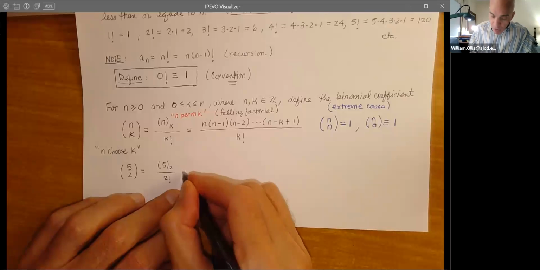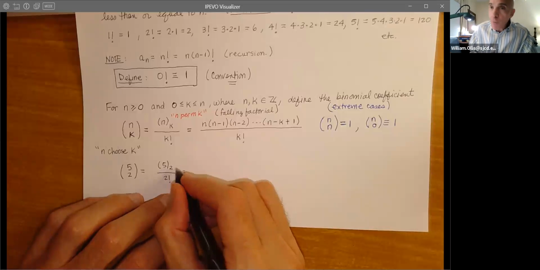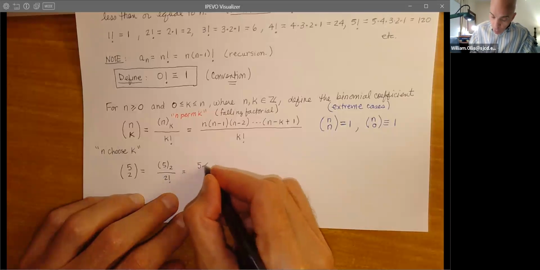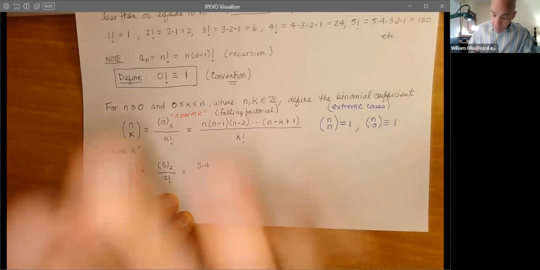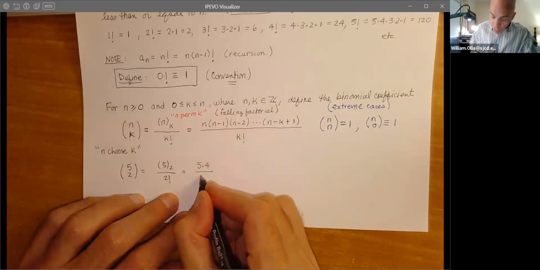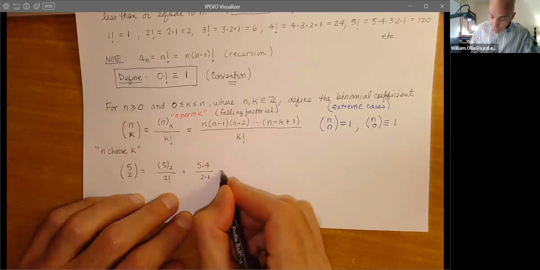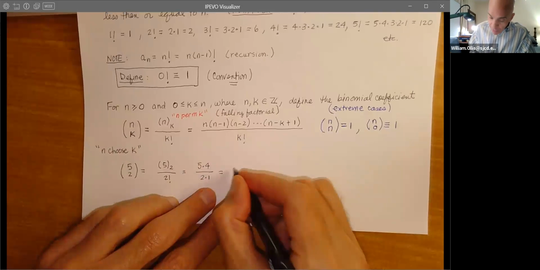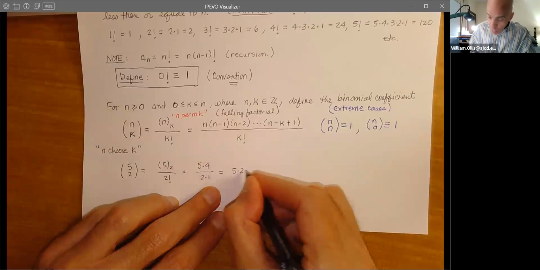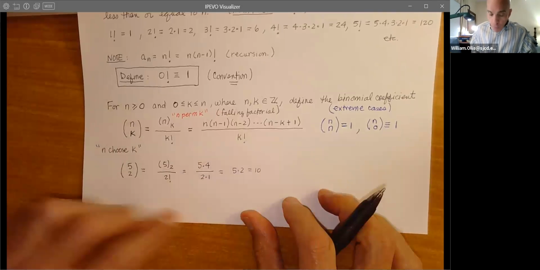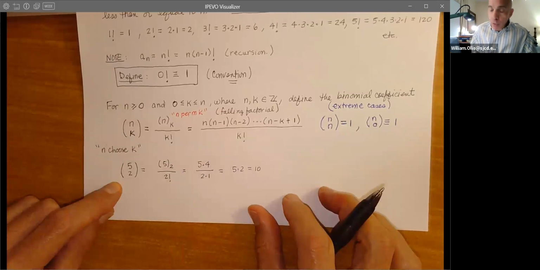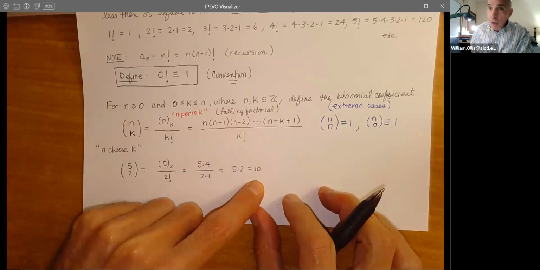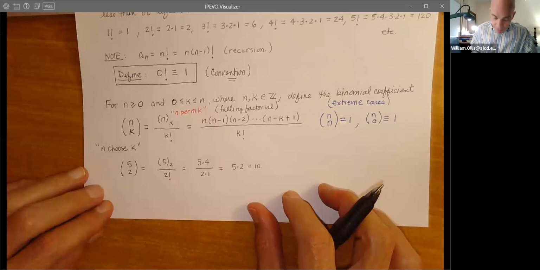So now we do the 2 factors in the falling factorial. So 2 of them, 5 times 4. That's 2 factors, stop. And then 2 factorial is just 2 times 1. And then, of course, the 2 will absorb into the 4, and that will give us a 5 times a 2, which is 10. So 5 choose 2, or the binomial coefficient 5 choose 2, is 10. Okay, pretty simple. Let's try another one.